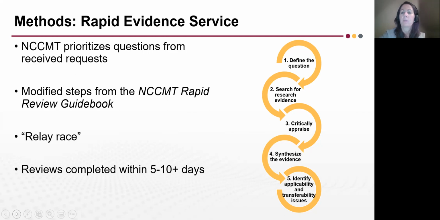It's really a bit of a relay race, in that we have specific staff assigned to do different parts of the evidence synthesis process, as you can see down the right-hand side here. When one activity is done, it's passed off to another staff member who completes that part, and it's then passed on to the next person, and so on. And so we prioritize questions received. The number of questions, particularly early on in COVID, far exceeded the capacity that we had to complete them.